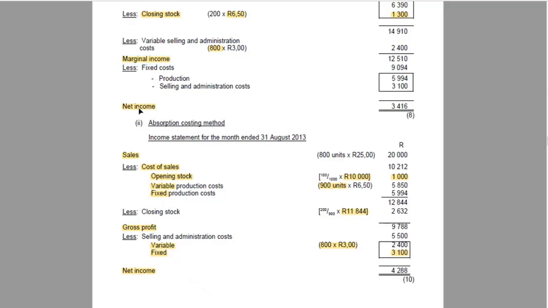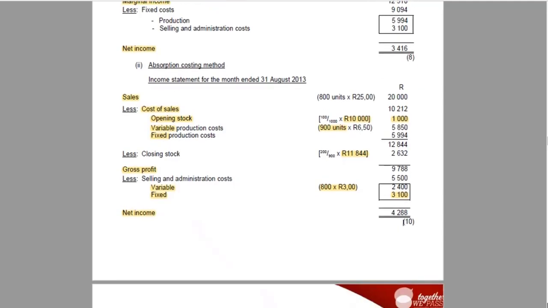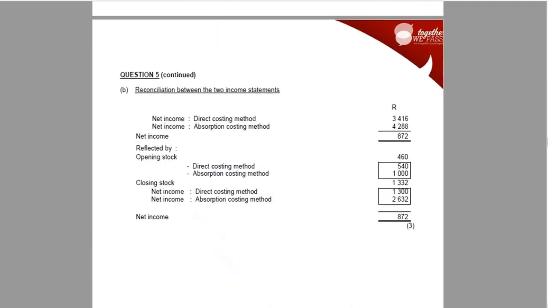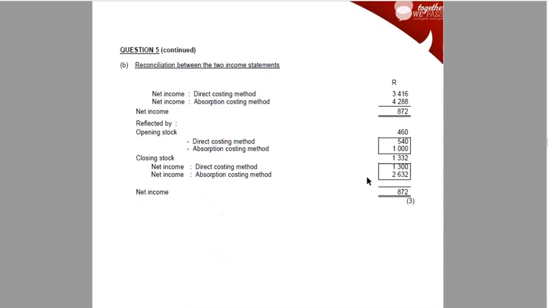So as you can see, now it leads us to the next one. My net income under direct costing method is different from my net income under absorption costing. My direct one is lesser than my absorption one. Now a question comes, they tell you to reconcile between the two income statements. This is the part where someone said that they struggle with this one.